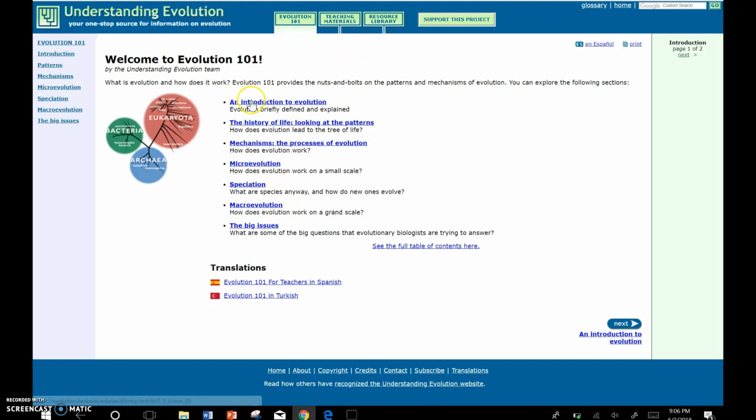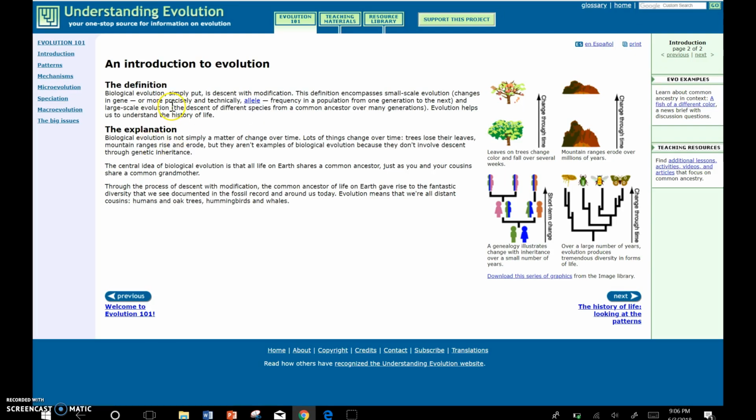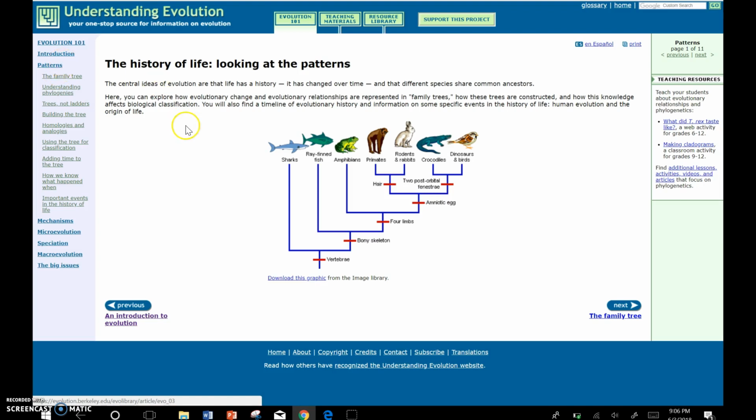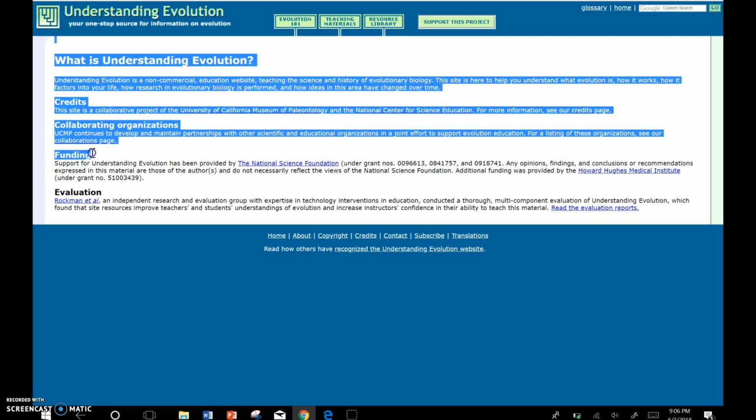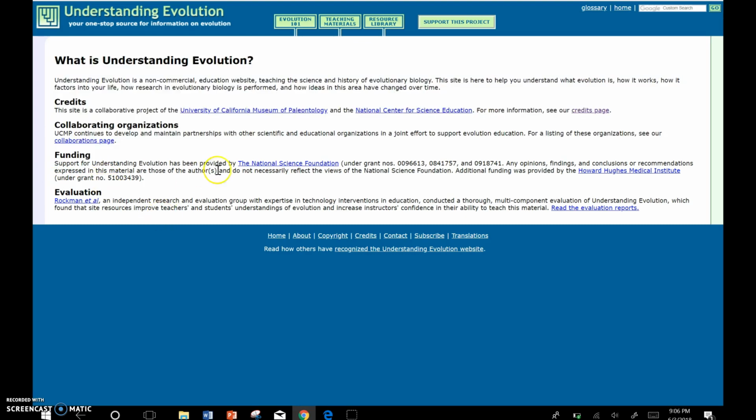First of all, we can go on this site and read information about evolution. There's patterns and mechanisms and all types of things regarding evolution. And we can check where this information comes from. So first of all, we can look at the site and see the About tab, which gives a credit section, a collaboration section, and importantly, a funding section. It's always important to see where your site or your source of information, where their funding is coming from.